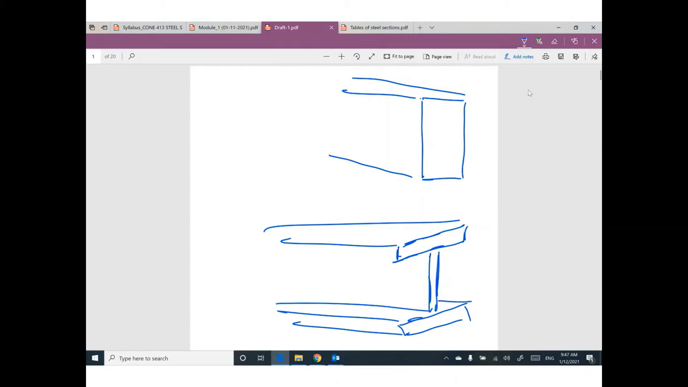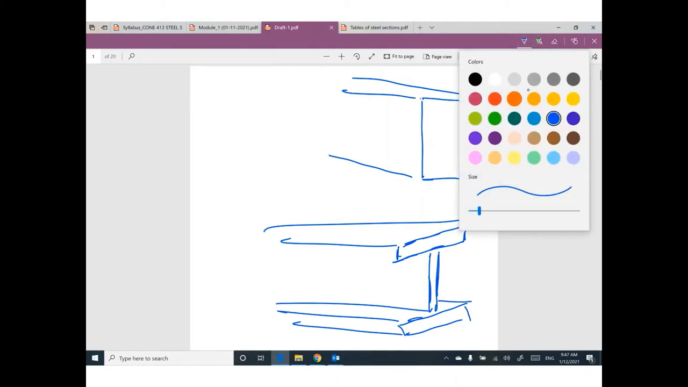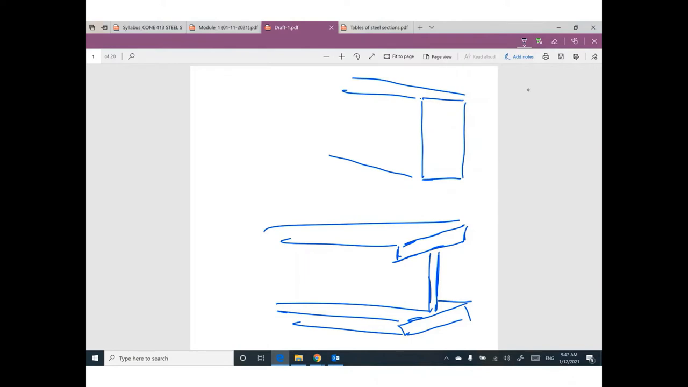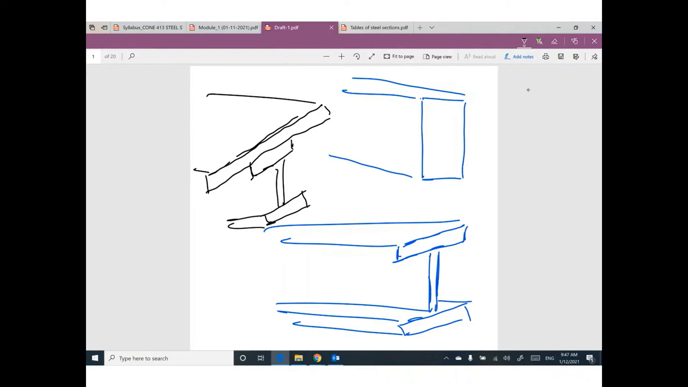Sometimes your structure is composite. What you mean by composite? Your slab is made from concrete and your beam is made from steel. So we have composite. Do you think concrete is good? Steel is good. If you have composite, your structure will be very good.